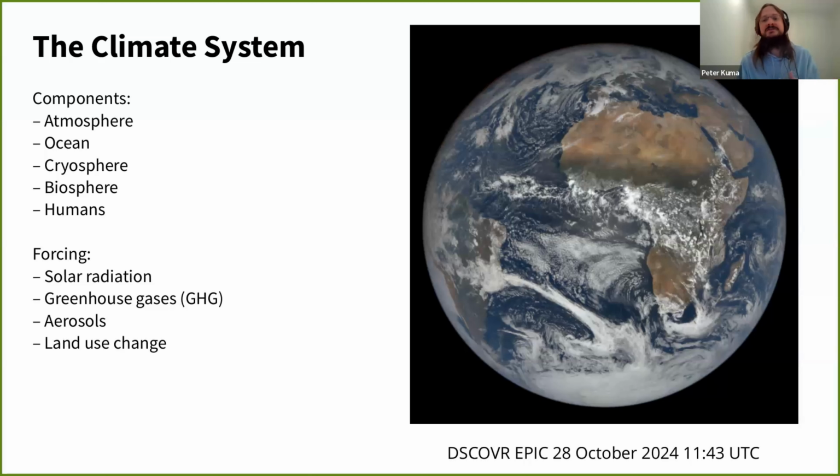Then biosphere, that would include any kind of usually non-human life. So that would be organisms in the ocean, especially things like plankton, plants on land, and so anything that can influence climate either due to albedo, I'll cover later what that means, or chemical exchanges with the atmosphere and ocean. And then we have humans, and that's often treated as sort of separate from the climate system, but it really depends.